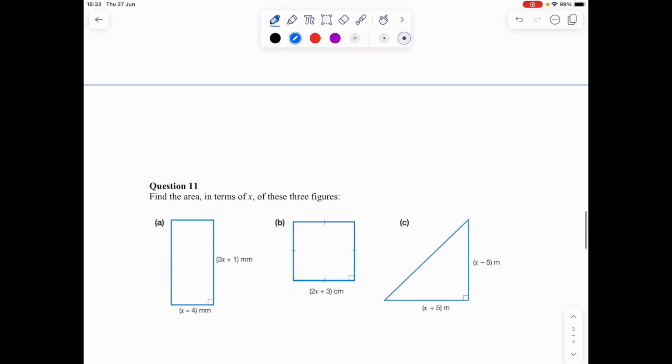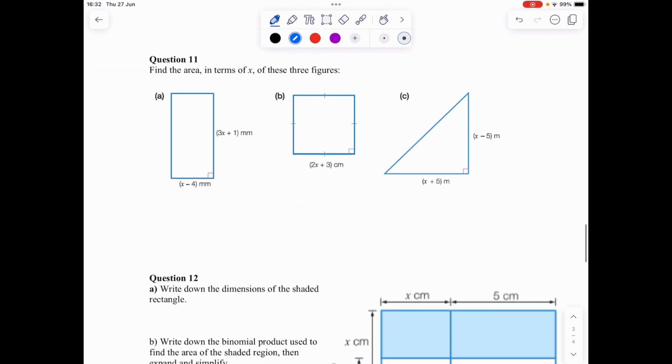Find the area in terms of x of these three figures. Area of a rectangle is length times width. Area of a square is also length times width, but it's special because length and width are the same. Area of a triangle is half of the base times height. So the area of this one is equal to the length, 3x plus 1, times x take 4.